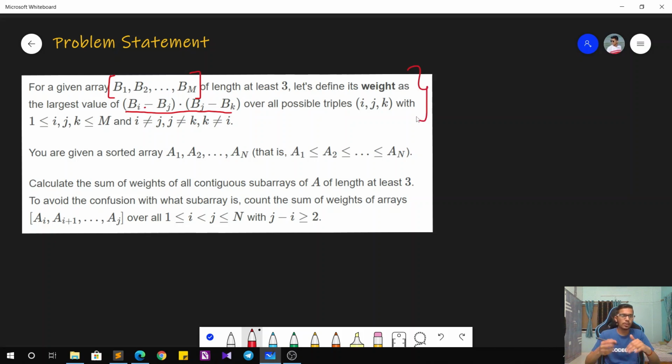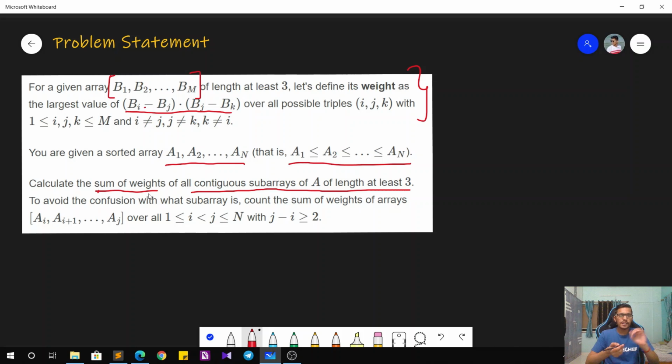Now the problem is that we are given a sorted array A containing a total of n elements, and it is sorted in non-decreasing order, that is A1 is less than or equal to A2 and so on up to the last element. So what is our task? Our task in this question is to calculate the sum of weights of all the possible subarrays of A of length at least 3. So we'll be given an array A. Now for all the possible subarrays of this array, we have to calculate the sum of their weights. And what is the weight of an array? It is defined above in the problem statement, as we just saw.